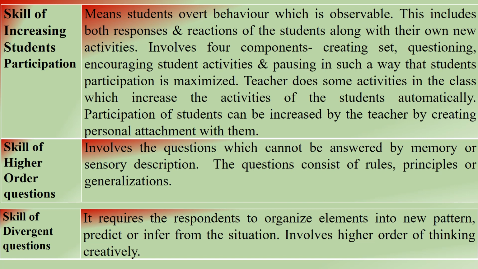By this skill, the teacher does some activities in the class which increase the activities of the students automatically. For example, he smiles at any activity of the student showing his approval or pleasure. He looks pleased in the class at any right response from the students, or he praises any of his students in the class on any success secured by him. Participation of students can be increased by the teacher by creating personal attachment with them.